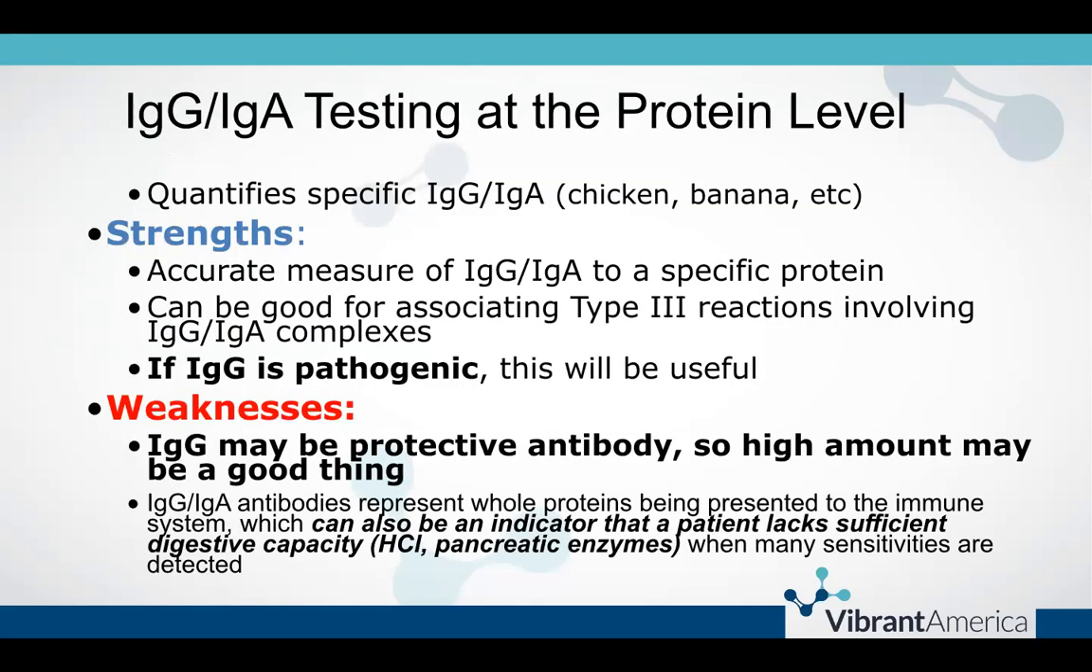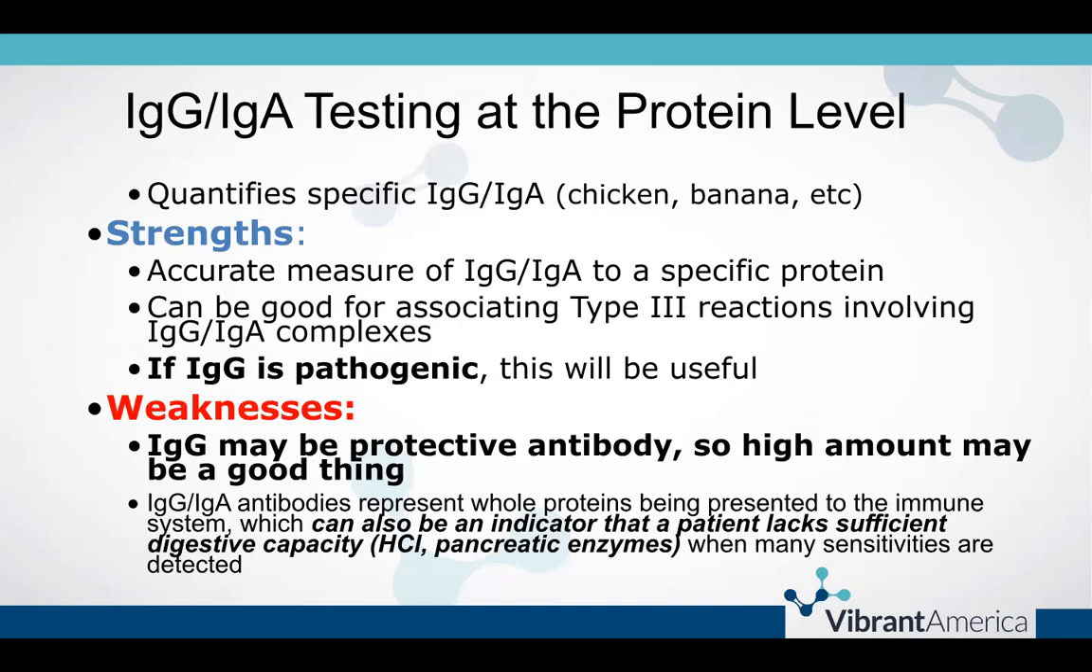So IgG and IgA testing at the protein level is specific IgG or IgA to a whole protein or extract level of a food. The strengths of it are that you can accurately measure IgG or IgA to a specific food protein. It can be good for associating type 3 reactions involving IgG or IgA complexes. If IgG is pathogenic, this will be useful. So in situations where individuals have systemic inflammatory processes that are directly related to the exposure of the whole food protein to the immune system, this is useful.